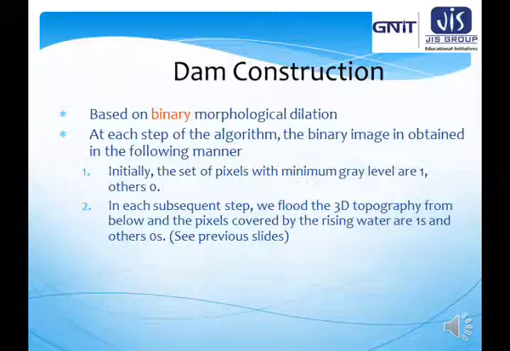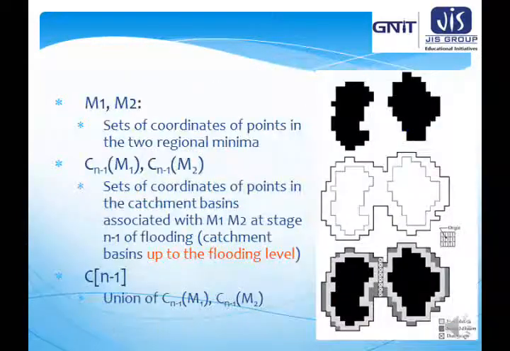From the previous slides that should be clear to us. These are the different features by which we can construct the dam. Here we can see some examples. M1 and M2 are sets of coordinates of points in the two regional minima. Cn-1(M1) and Cn-1(M2) are the sets of coordinates of points in the catchment basins associated with M1 and M2 at stage n-1 of flooding. This is the catchment basins up to the flooding level. Next, Cn-1 is the union of Cn-1(M1) and Cn-1(M2). All three sets of images are here, being explained, with three colors, and the color parameters are mentioned at the bottom right.